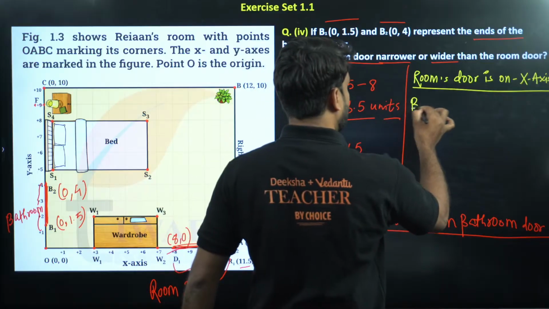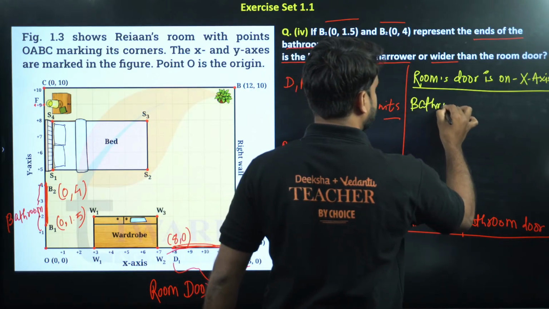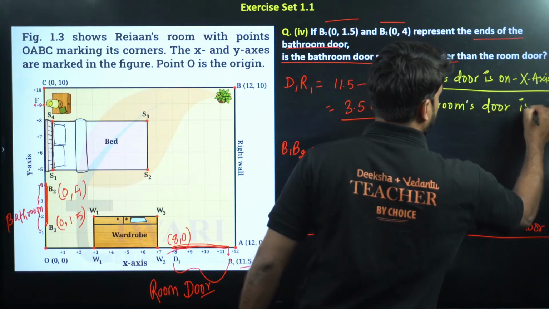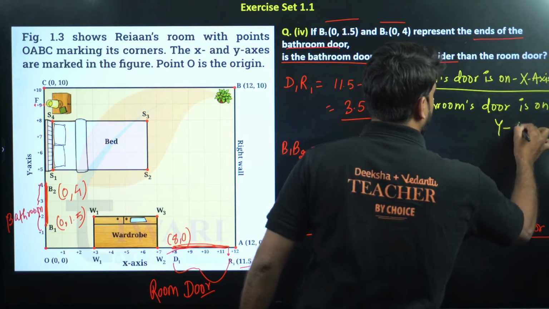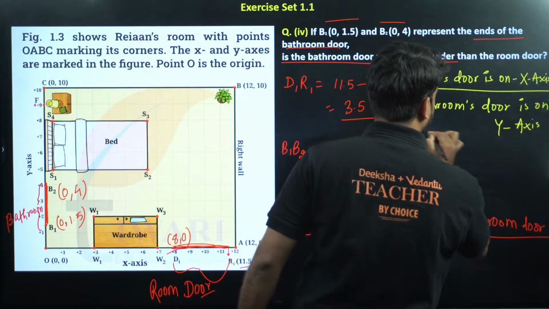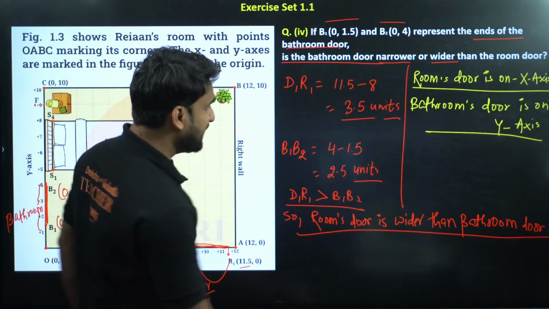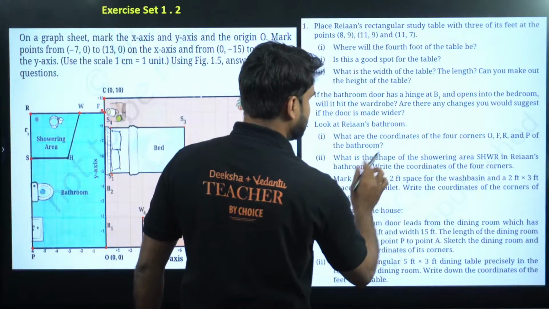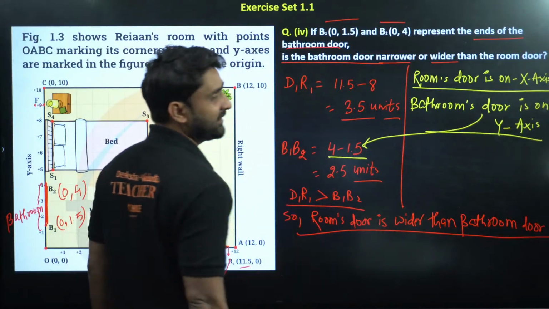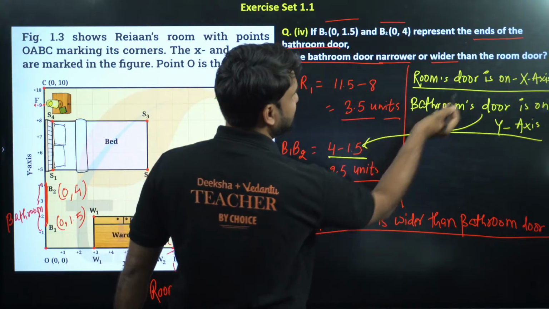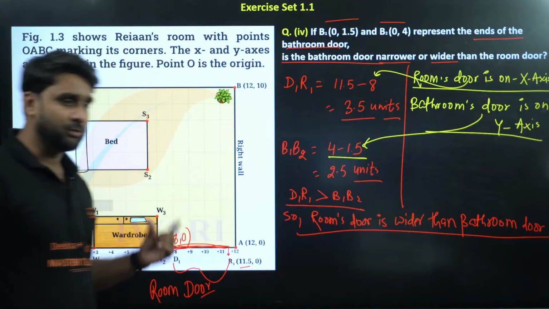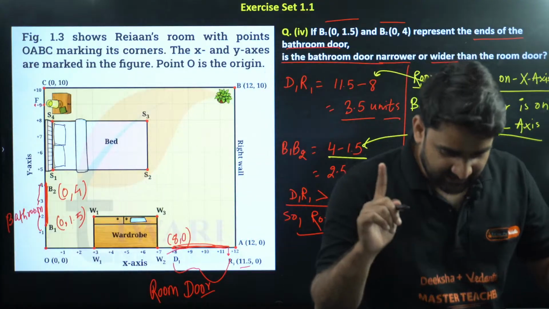And the bathroom's door is on the y-axis, right? That's why we are taking here the difference of y coordinate. This y-axis means the difference of y coordinate will be considered, and the room's door is on the x-axis. That's why we are considering here only the x coordinate of this. I hope this is clear to you, everyone. Yes, is it clear to you, everyone?